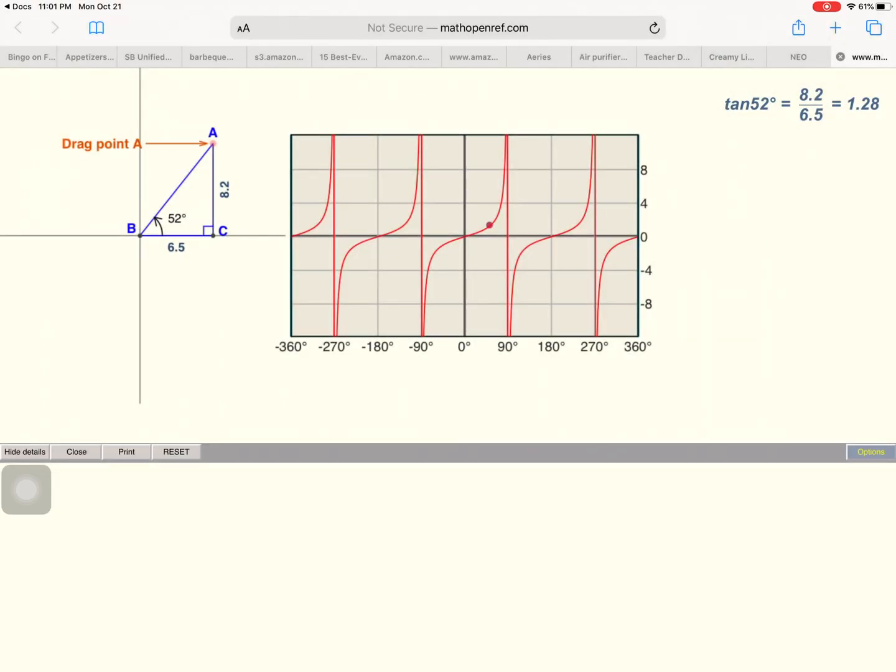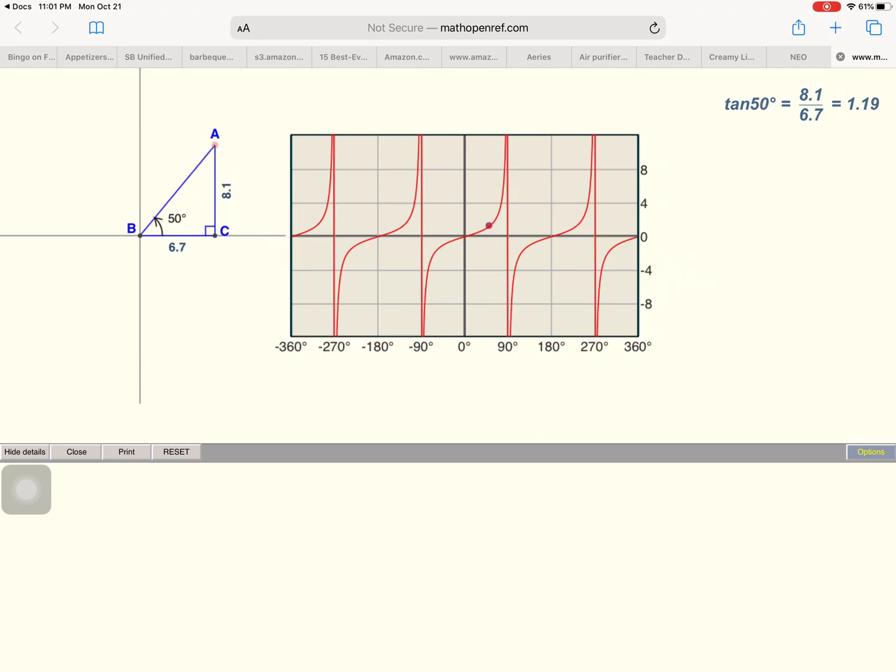Alright, so I'm going to show you guys how the graph of tangent is actually created by showing you what it looks like for distances on the triangle. So on the right hand side, you'll see this is tangent of 52 degrees, which is the y coordinate over the x coordinate of the triangle that you see on the left. Do you see how the y distance is 8.2 and the x distance is 6.5? That's going to give you a tangent value of 1.28.